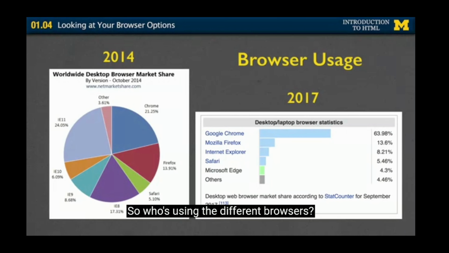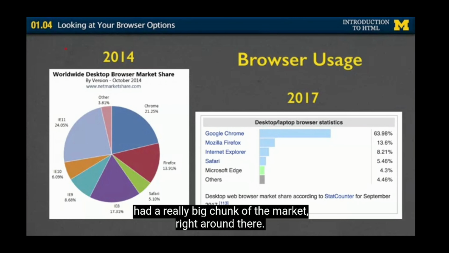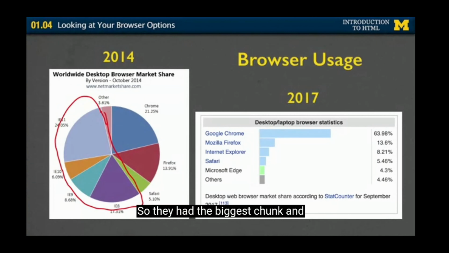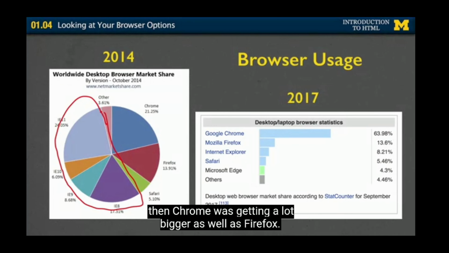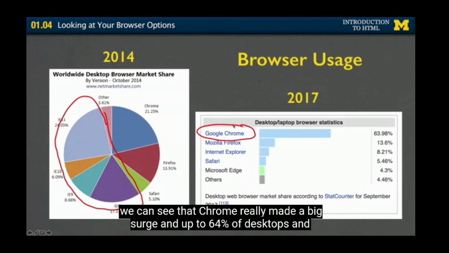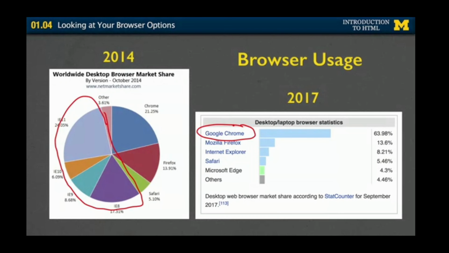So, who's using the different browsers? Back in 2014, I can show you that Internet Explorer had a really big chunk of the market. Right around there. You had Internet Explorer 11, Internet Explorer 10, Internet Explorer 9, etc. So they had the biggest chunk, and then Chrome was getting a lot bigger, as well as Firefox. Well, when we look over here at 2017, though, we can see that Chrome really made a big surge, and up to 64% of desktops and laptops were using Google Chrome, followed by Firefox, Internet Explorer, etc.